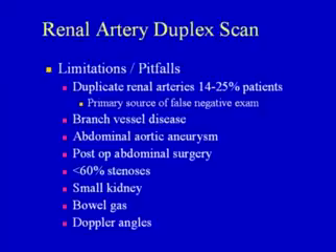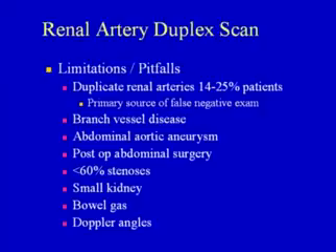Renal artery duplex is not helpful to identify branch vessel disease. In the presence of a large abdominal aortic aneurysm, the renal arteries are generally splayed out around the aneurysm, and it makes it difficult to see the origins and proximal segments of the renal arteries. Post-op abdominal surgery, generally the patient has too much air post-op, and it can take up to 3 to 6 months before you could get optimum images of the renal artery. Renal duplex does not identify lesions of less than 60%.